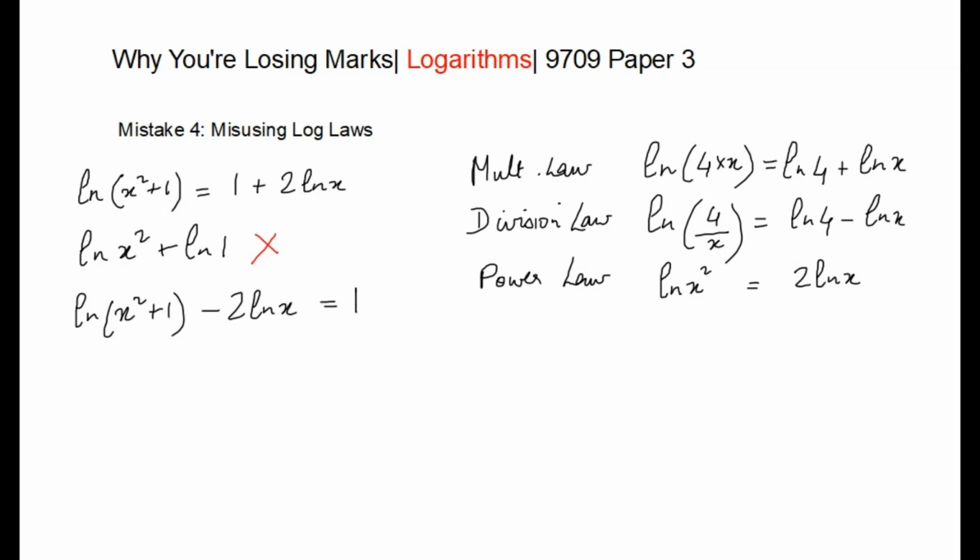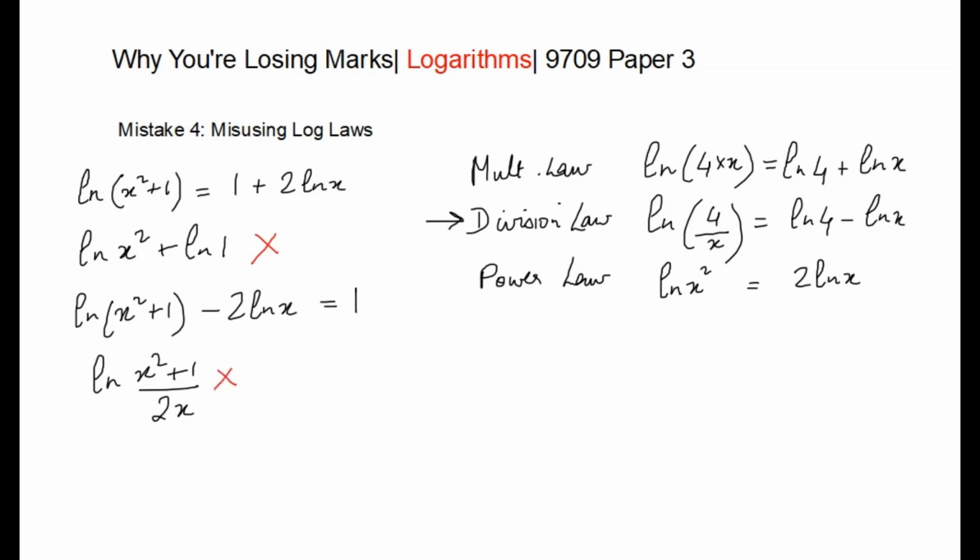Now, how to combine these two logs? So we can see the minus sign in between. It looks like the division law. But what do you do with the 2? So the tendency is to just do a log(x squared plus 1) and maybe divide it by 2x. This again is a mistake.